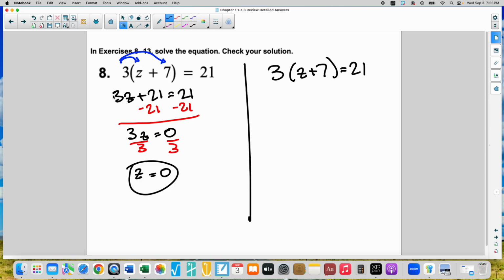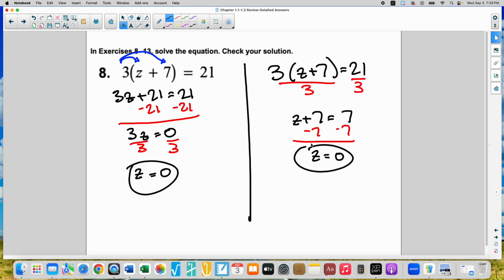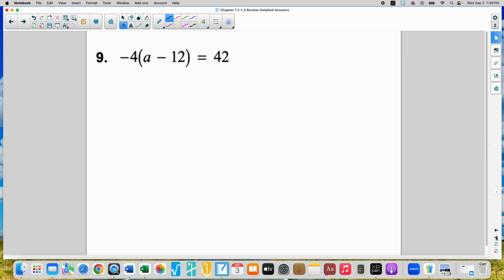The other technique we could have done is to isolate Chewbacca. Distributing gets rid of Chewbacca. Notice Chewbacca's gone. Getting rid of the things outside of Chewbacca by dividing by 3 is another technique. These cancel. You're left with z plus 7 equals 21 over 3 is 7. And then we subtract 7. And z equals 0. Same answer. A little bit more efficient, that way, this other method.